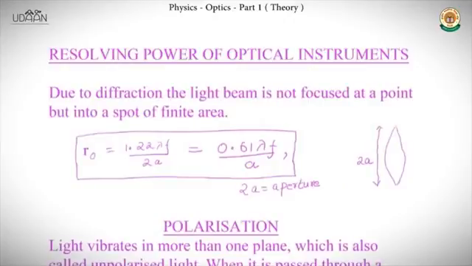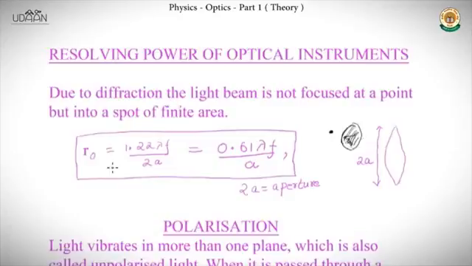Now we will be moving to the resolving power of optical instruments. Why do we need to resolve power of the optical instruments? In the last slide, we discussed the diffraction of light. Due to diffraction, the light beam from the lens is not focused at a point, but it is focused into a spot of a finite area. So, it's not a point like this, but a finite area somewhat bigger than this, and it has some radius, which is denoted by R naught.